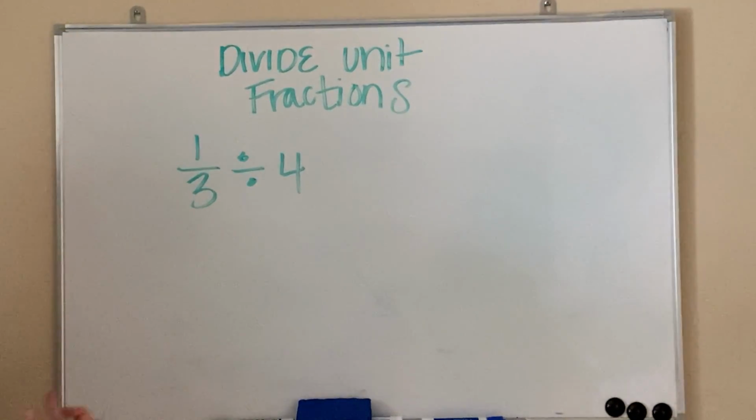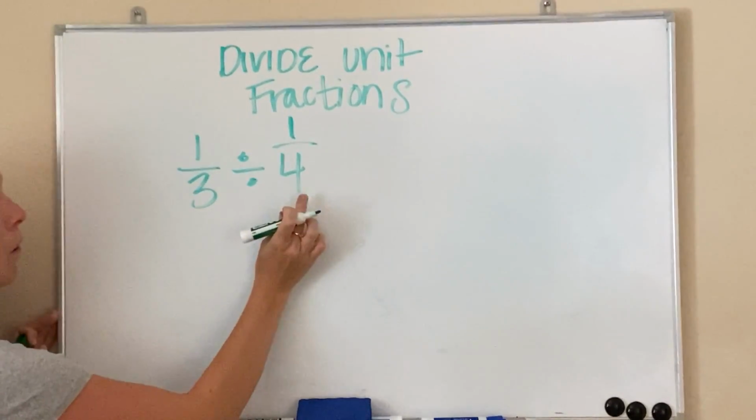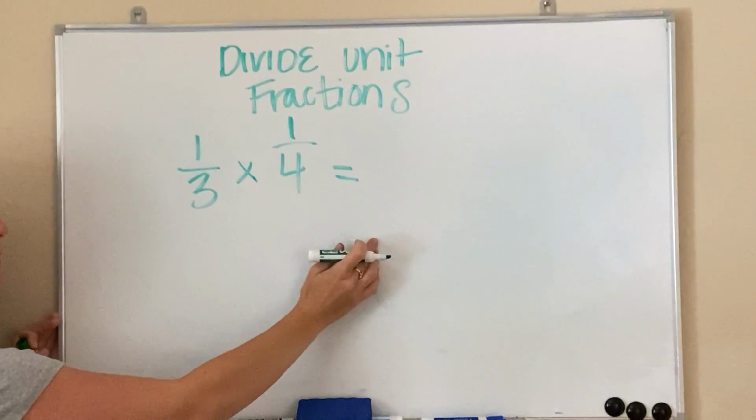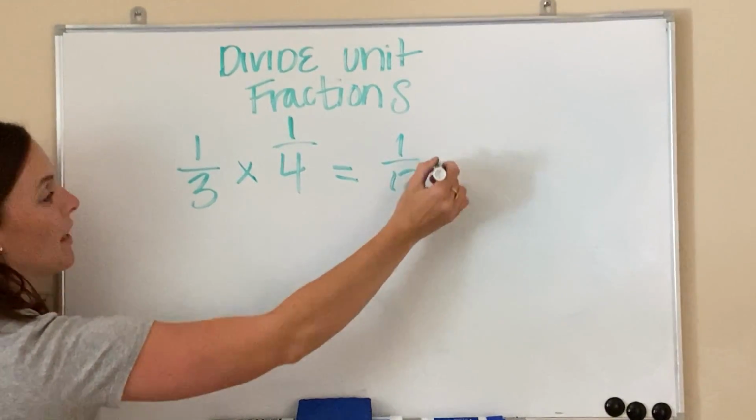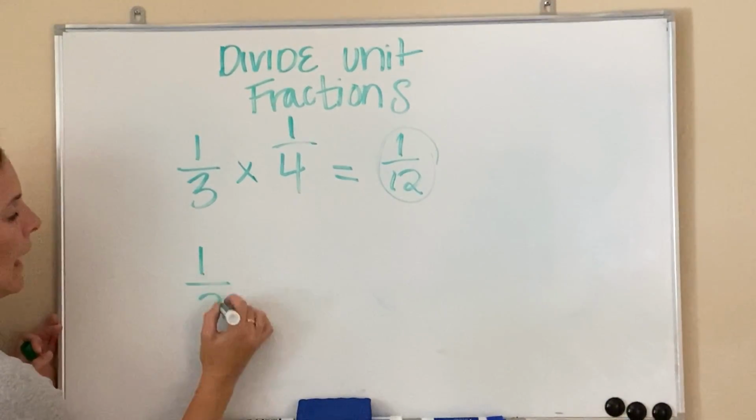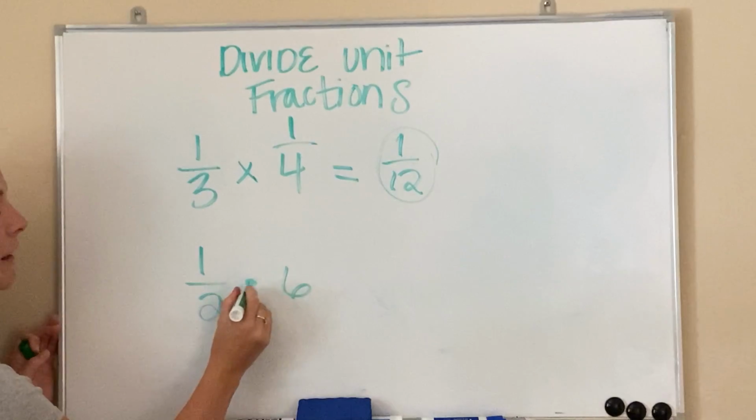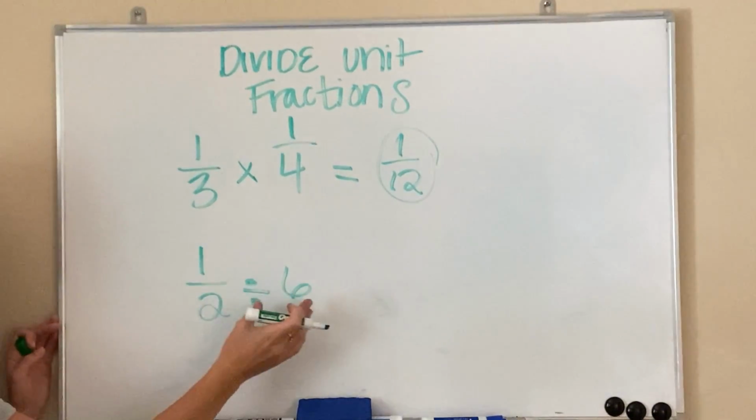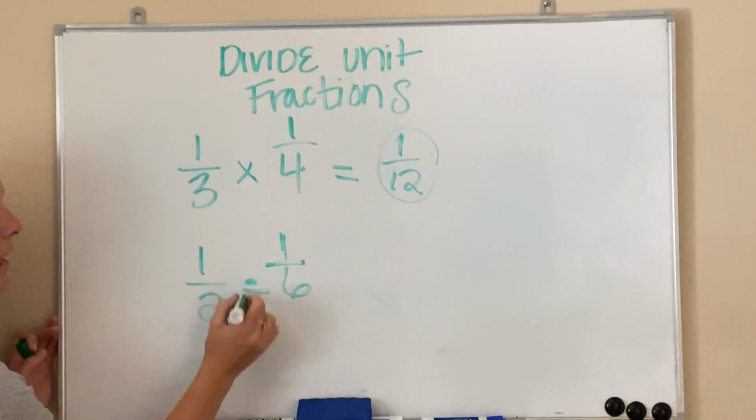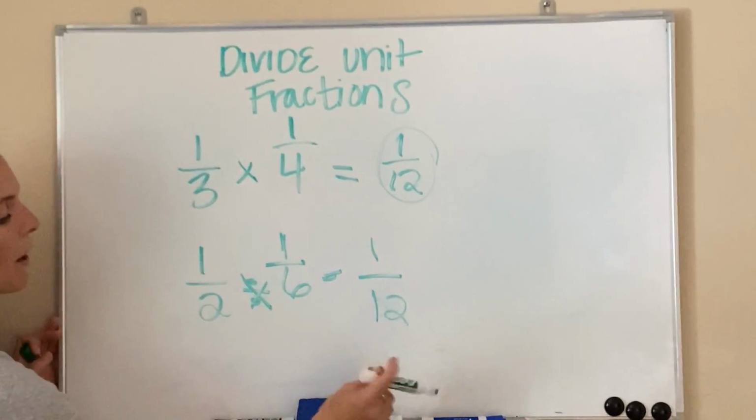So actually there's a trick to this. What you can do is put a 1 on top of your whole number and change this to multiplication and multiply across, which would give you 1/12, and that's actually the answer. What if I had 1/2 divided by 6? That's the original equation. When you're dividing a fraction, you can put a 1 on top of the whole number and change it to multiplication and multiply across to get your answer. It would be 1/12, okay?